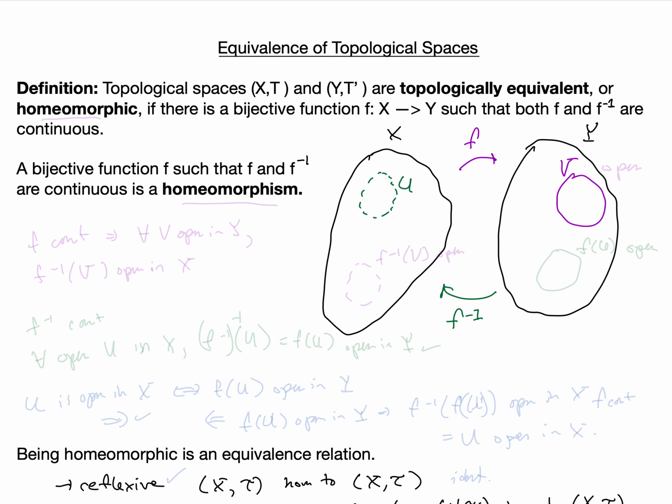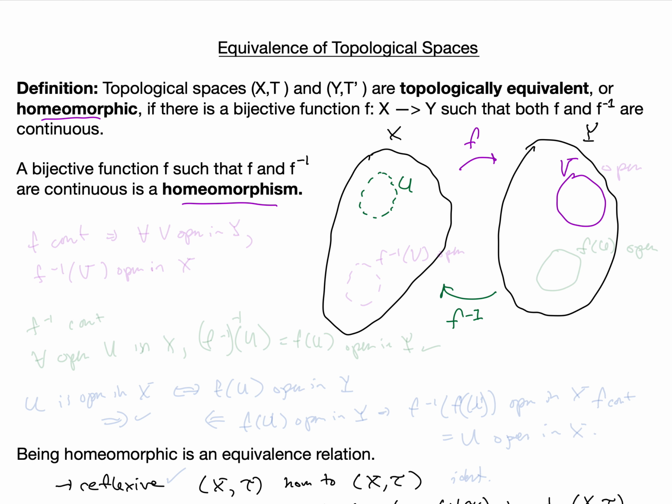In this video, we're going to talk about when two topological spaces are equivalent or homeomorphic. So our definition is that the topological spaces (X, tau) and (Y, tau prime) are topologically equivalent or homeomorphic if there is a bijective function between them, mapping X to Y, such that both f and f inverse are continuous. And if such a bijective function exists, that function is called a homeomorphism.